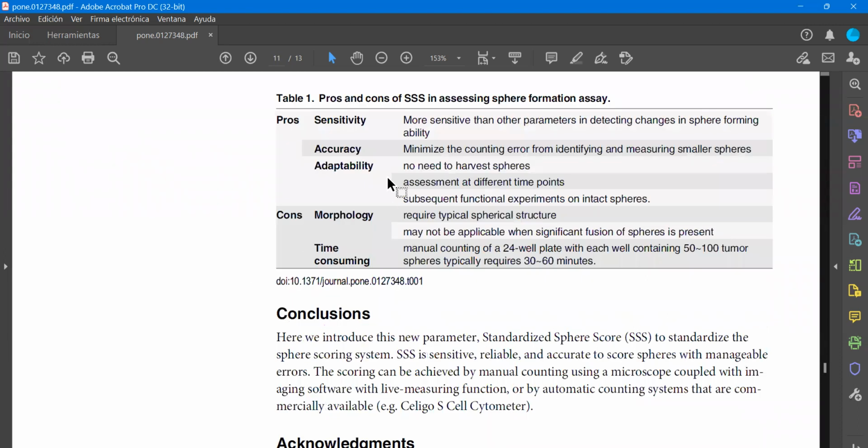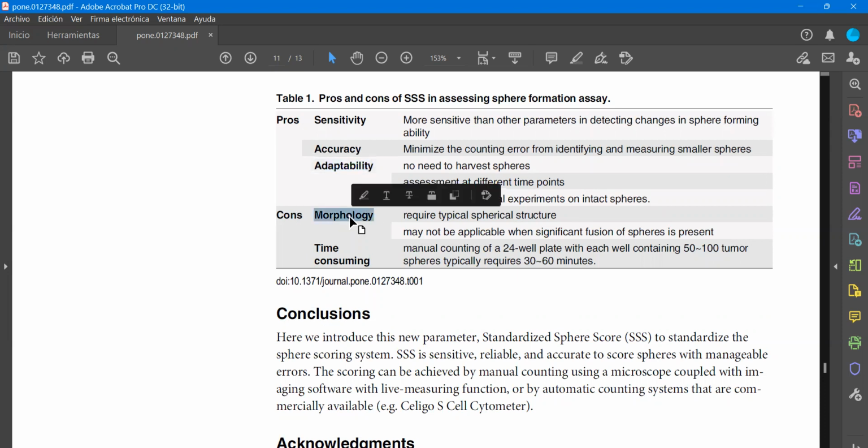So here they show in the table pros and cons of this parameter. So the sensitivity: it's more sensitive than other parameters in detecting changes in sphere forming ability. The accuracy, because it minimizes counting error from identifying and measuring smaller spheres. And the adaptability: it doesn't need to harvest the spheres, and allows assessment at different time points and subsequent functional experiments on intact spheres.